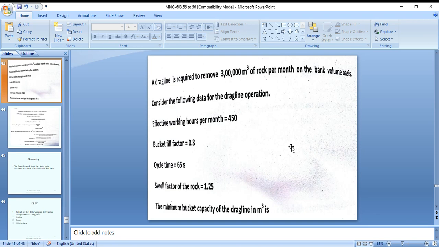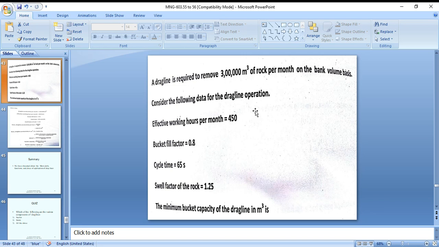So now we go to the special problem: how to calculate the production for bucket capacity calculation purposes, that is, how to calculate the minimum bucket capacity. I would like to give a simple example here for exercise purposes. A dragline is required.